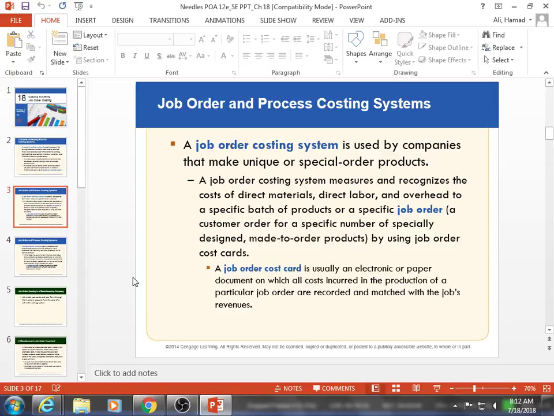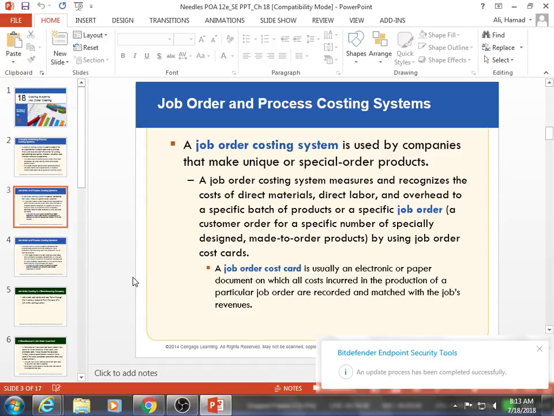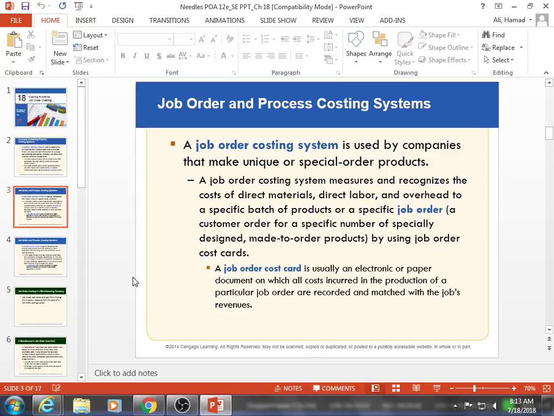And each project has in it material, labor, and overhead. Each project has what you call a card. For each job there is a card. So you might say job number 101, job number 102, job number 103, and on and on. Each job has a card, and on that card you record the direct materials, direct labor, and direct overhead.